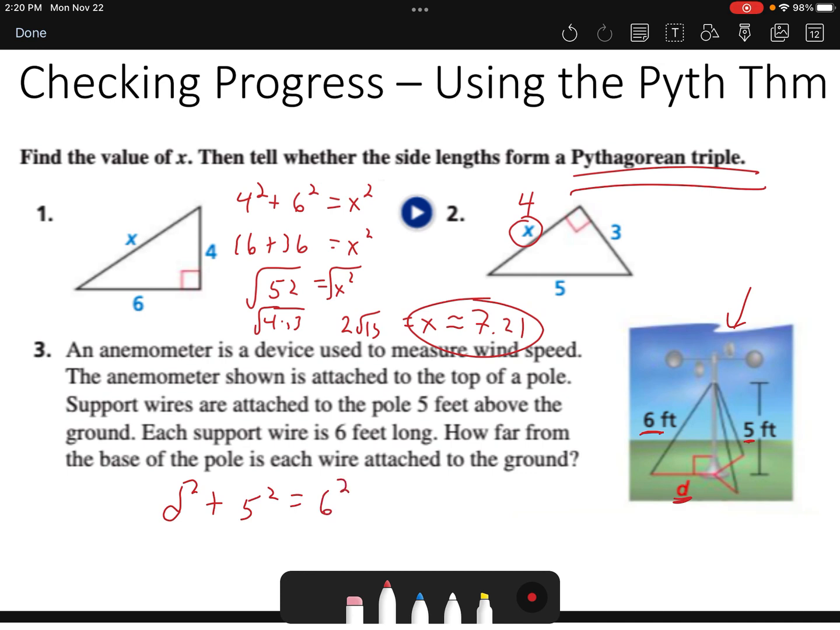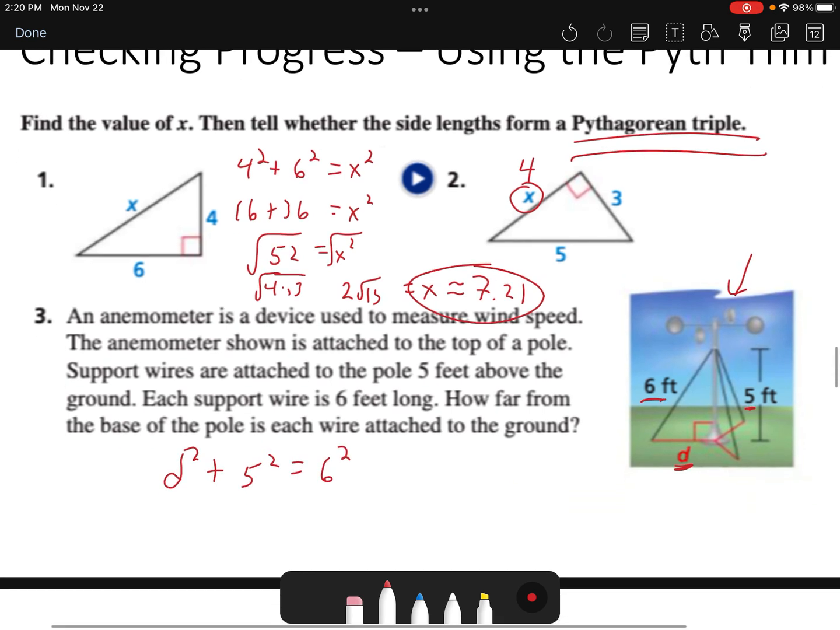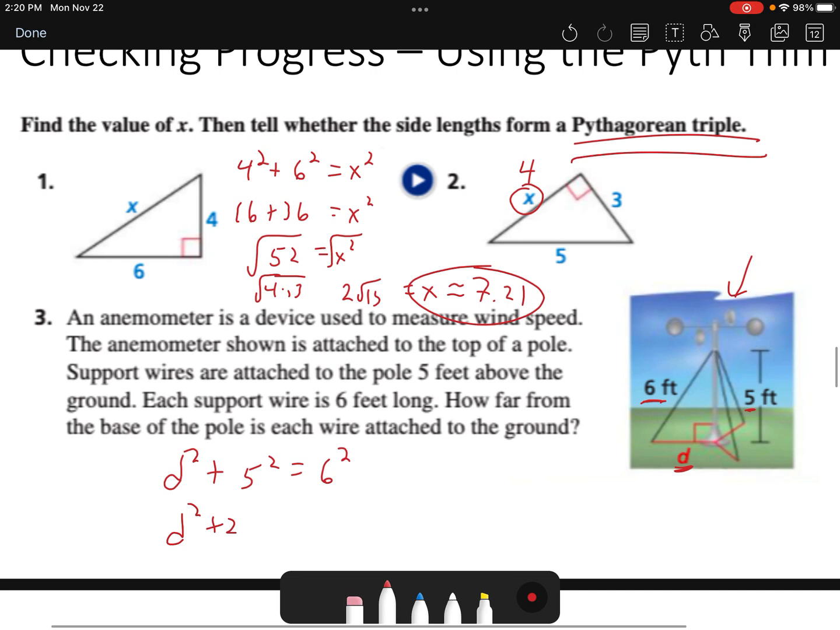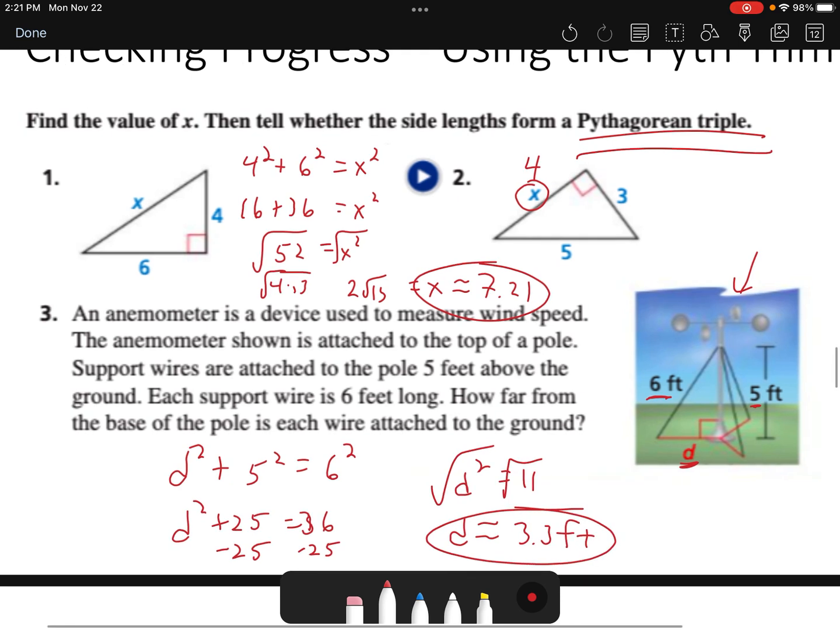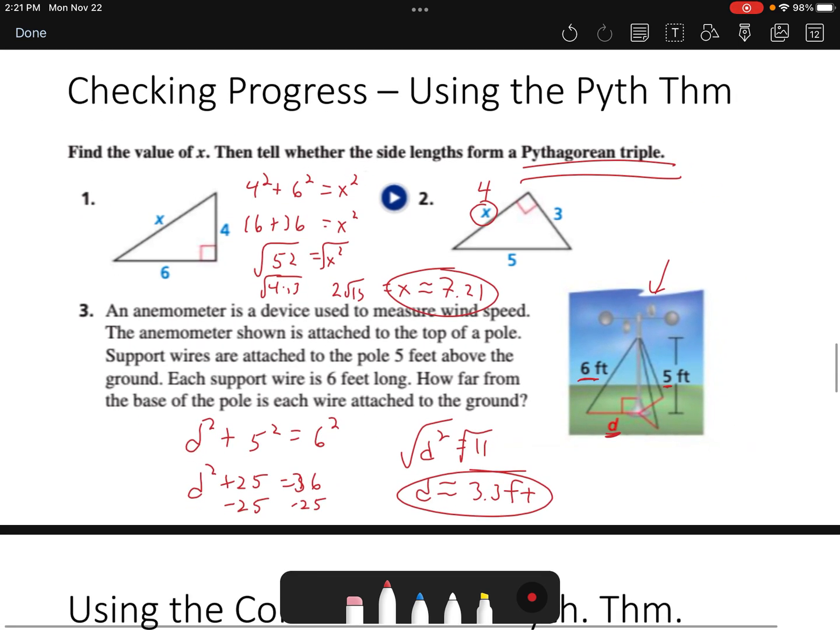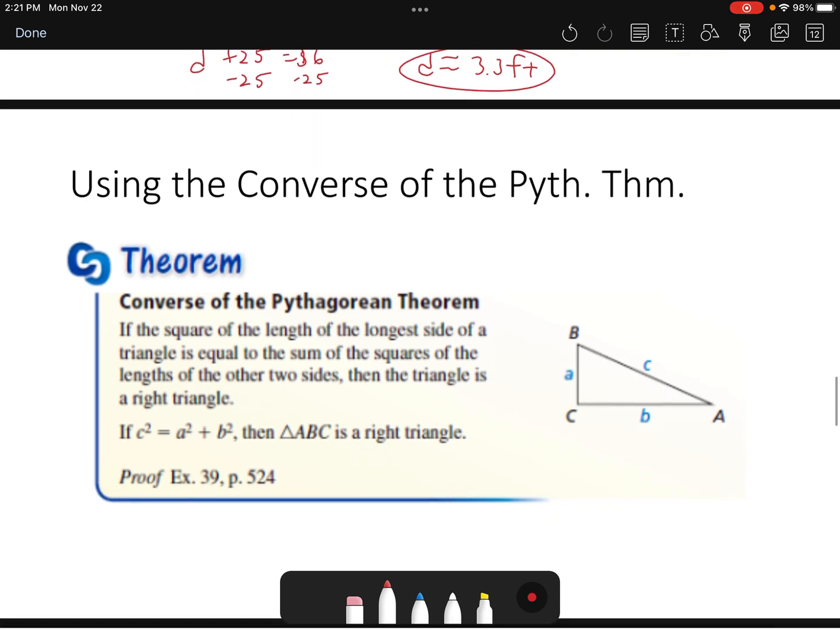So d squared plus 5 squared equals 6 squared. So what's that? 11 when we subtract 36 minus 11. So d squared equals 11. So what is d? Well, square root of 11 is about 3.3 feet. So again, we're applying the Pythagorean theorem.